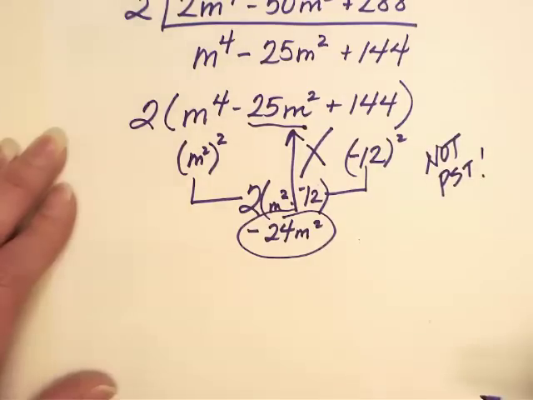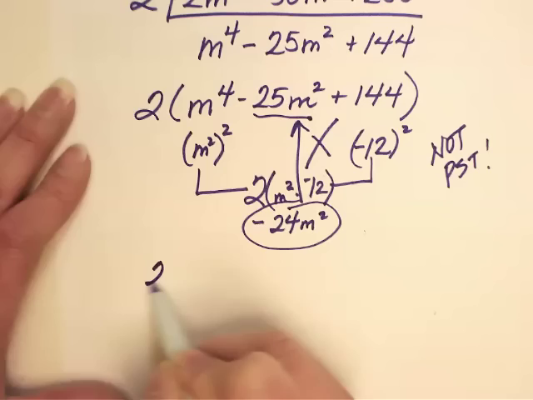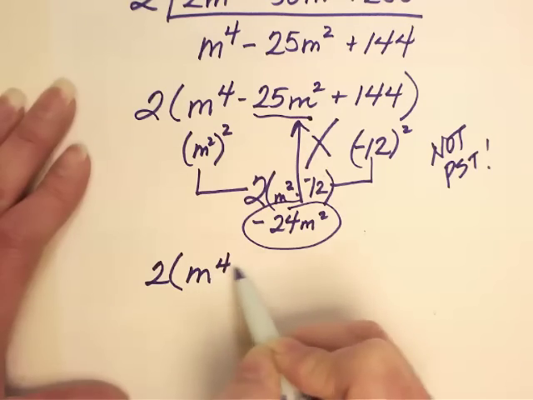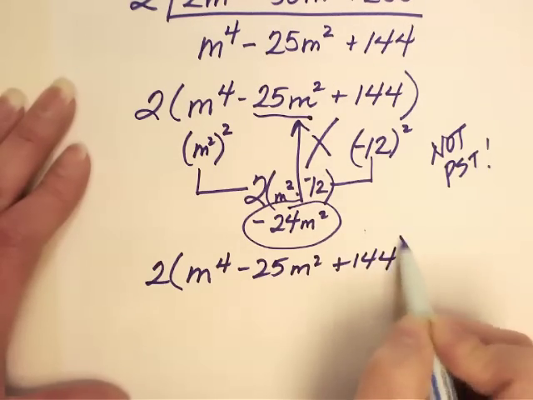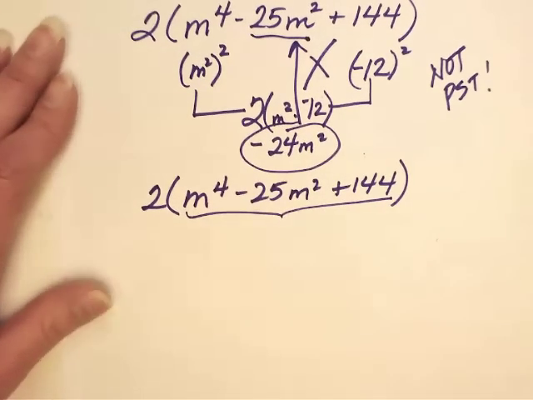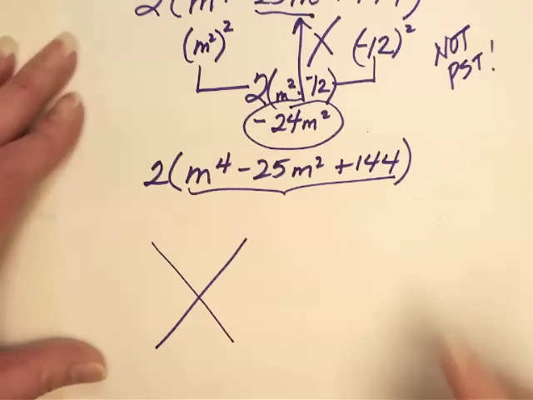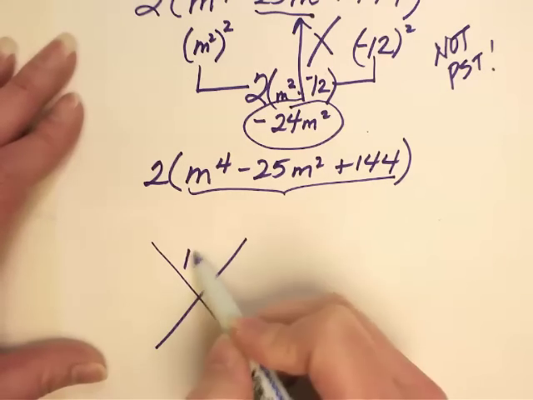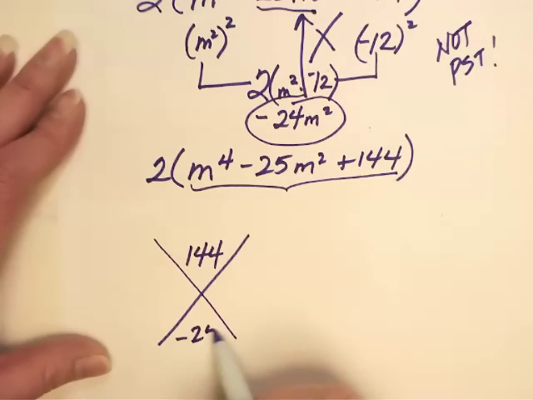So now what should I do? Well, going back to my flowchart, it says I should go ahead and try checking using an X box. Okay, so I'm going to take my original problem here, m to the 4th minus 25m squared plus 144. I'm going to put this in an X box now. Okay, I'm going to take this portion and use my diamond or my X. My product is 144 times 1, which is 144, and my sum is negative 25.